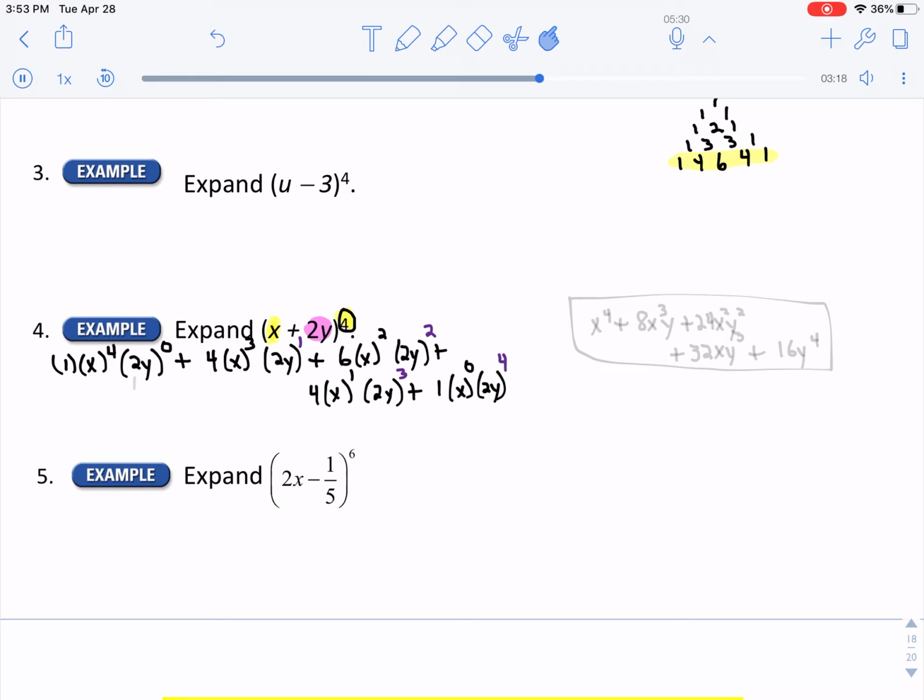All right, so there it is. Now we've got to do our math. So for the first term, I've got 1 times x to the fourth times anything raised to the 0 power is a 1. So that's a 1 there. So we have 1 times x to the fourth times 1, which gives me x to the fourth. And I'm writing the answer now. So I'm going to put it up here. So my first term is x to the fourth power.